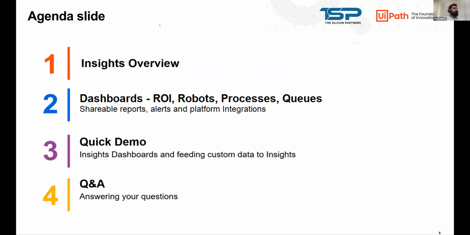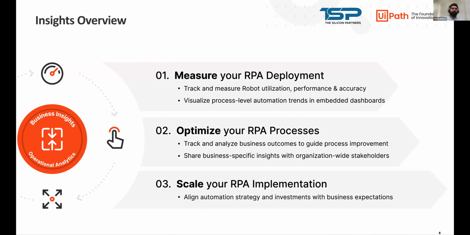So, starting with the Insights overview. To begin with, let's have a look at what UiPath Insights is. UiPath Insights is a comprehensive tool that helps you measure, optimize, and scale your RPA efforts. It provides the data and insights needed to ensure your automation processes are efficient, effective, and aligned with your business goals. So let's first talk about measuring your RPA deployment.